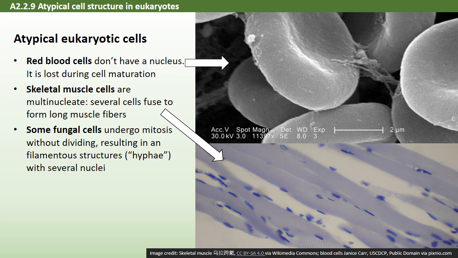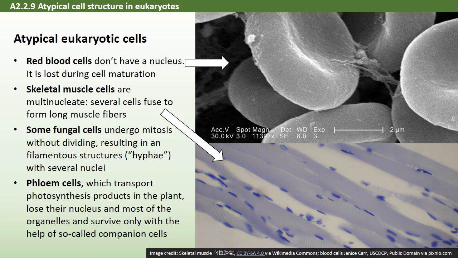Some fungal cells undergo mitosis without dividing. It means that they copy their DNA, they copy their whole nucleus, but they don't divide. And this results in long filamentous structures called hyphae with several nuclei. Phloem cells, which transport photosynthesis products in the plant, lose their nucleus and most of the organelles, and they survive only with the help of so-called companion cells.